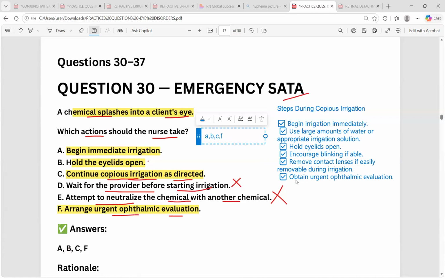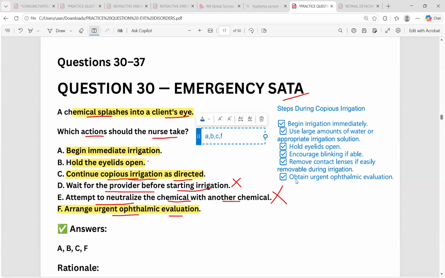Sometimes, if it is a burning chemical, for example an acid, the client will not be able to blink. Blinking means just closing and opening. If it is a strong acid or a strong alkali, they cannot move the eyes. But if the client is able to blink, blinking can help bring the chemical down from the corners into the eye, so that during the irrigation it can be completely removed from the eyes.